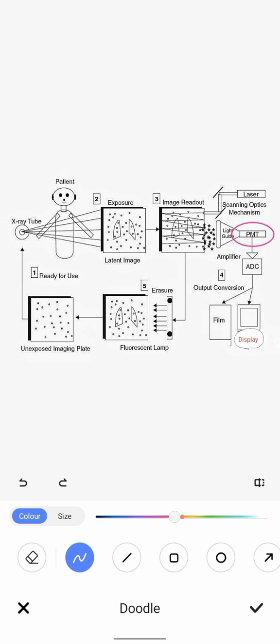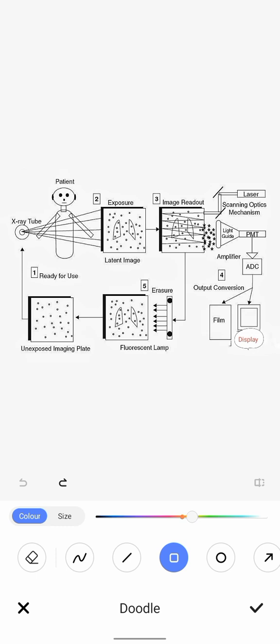Another function is converting that light into analog signals. But we cannot see the analog signals. The computer is not getting analog signal. To display something on the computer monitor, the analog signals should be converted into the digital signal.